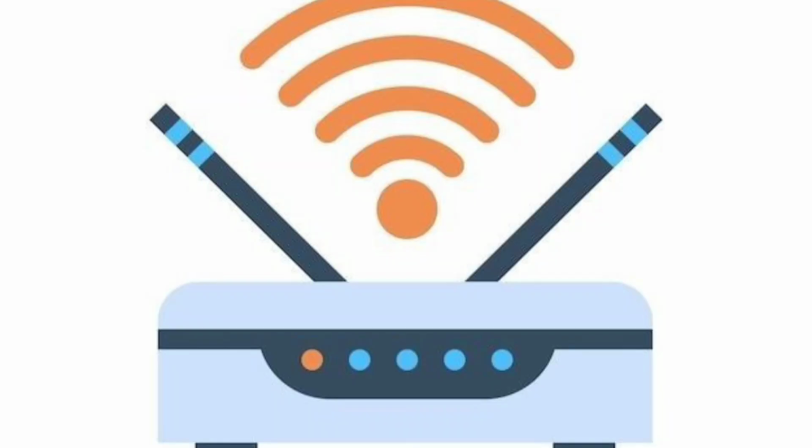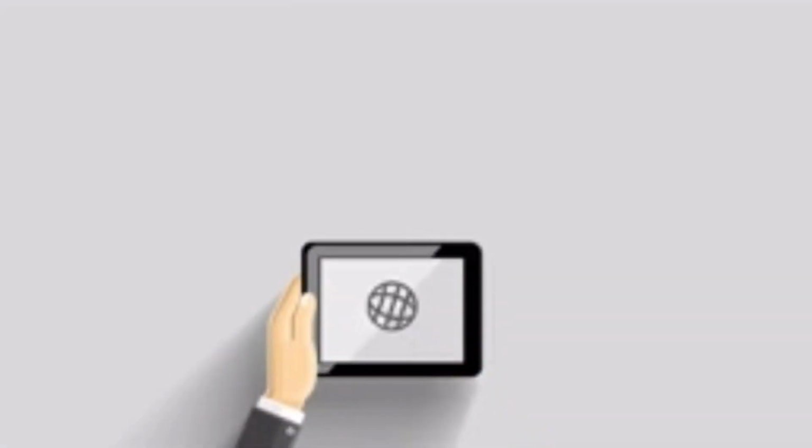Q is for QWERTY, the keys we use. R is for router, Wi-Fi we choose. S is for screen, bright and clear. T is for tablet, learning is near.